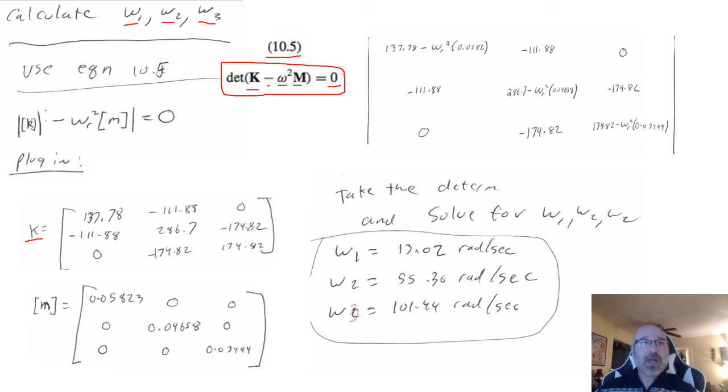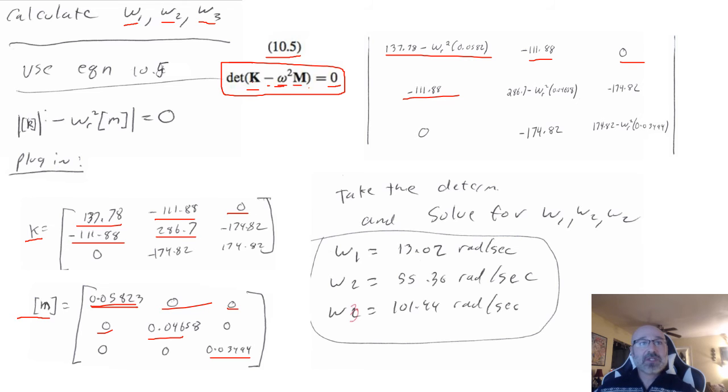We know our K matrix. We have numeric values for this that we've already solved for, and here's our M matrix. Then we take this omega squared and multiply it through our M matrix, and each of these has an omega squared term next to it. So K minus, 137.78 minus omega squared times 0.05823. Then we have this value minus 0, that carries over. 0 minus 0 is 0. Then we have negative 111.88 minus 0 is negative 111.88.